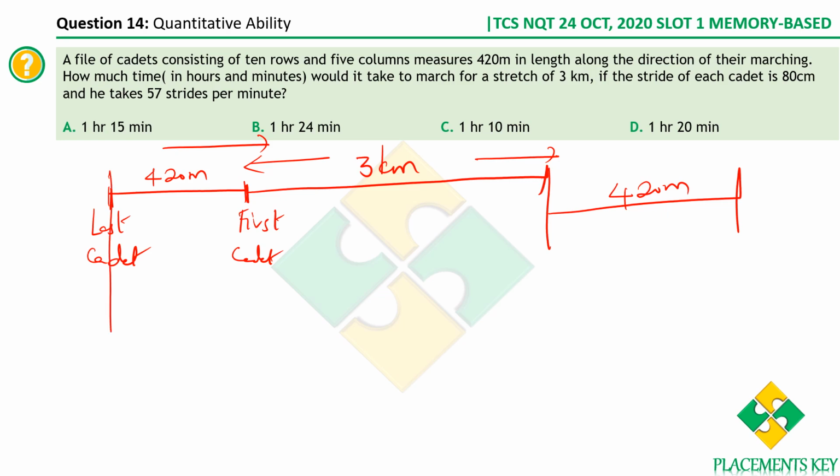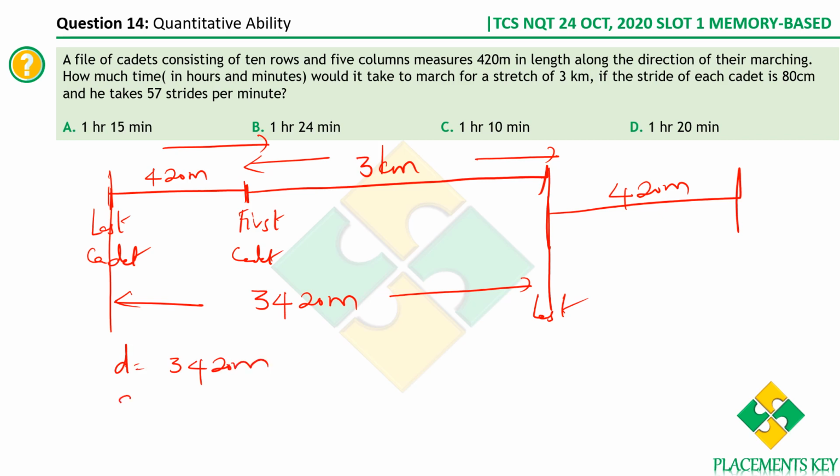Therefore, I'll just go with the last cadet. When the last cadet comes to this position, then we can say that they've crossed this stretch of 3 kilometers, right? So now effectively, how much distance should they cover? The last cadet was initially here, now he's here. So they are supposed to cover 3 kilometers plus 420, so it is 3420 meters, because 3 kilometers is 3000 meters. Now we've got the distance as 3420, that is fine.